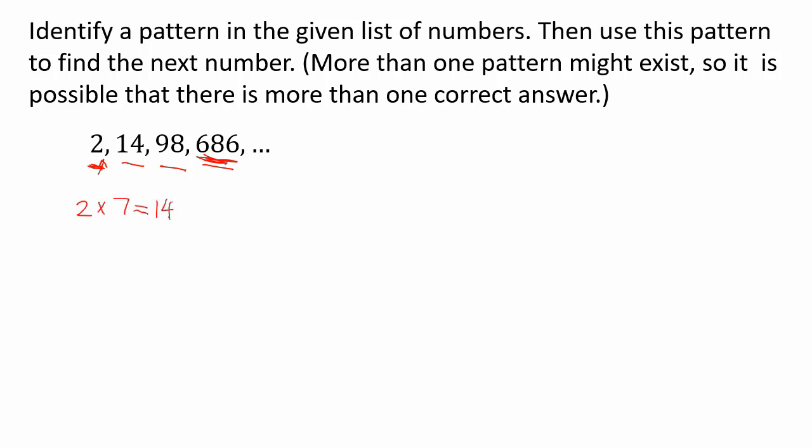Well, 2 times 7 is 14. So my conjecture is that if I multiply each term by 7, I will get to the next term. So let's apply that. Let's see if that's true. 14 times 7 is 98. And if I take 98 and I multiply it by 7, that is 686. So the very next term is going to be 686 times 7.